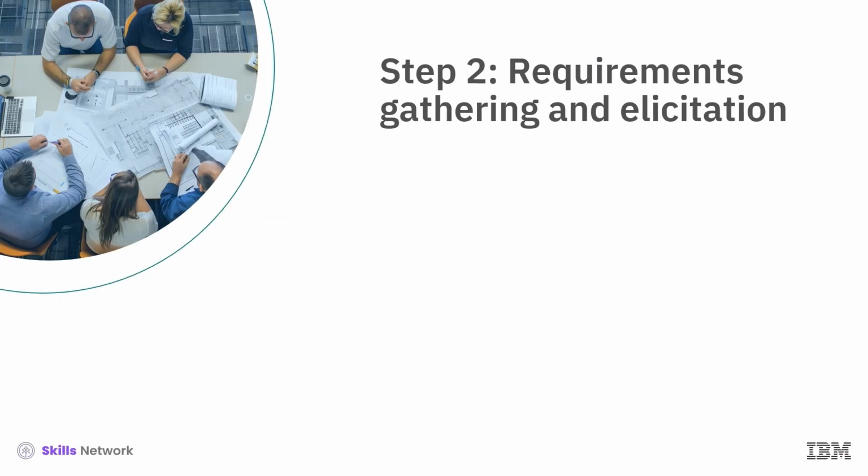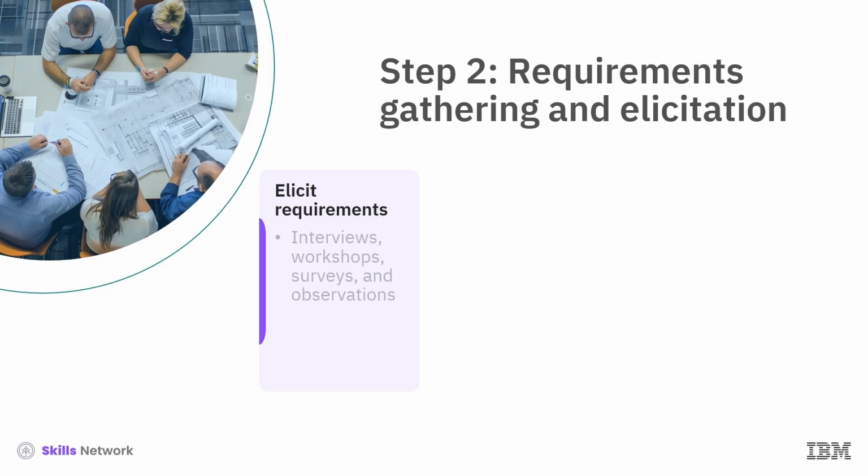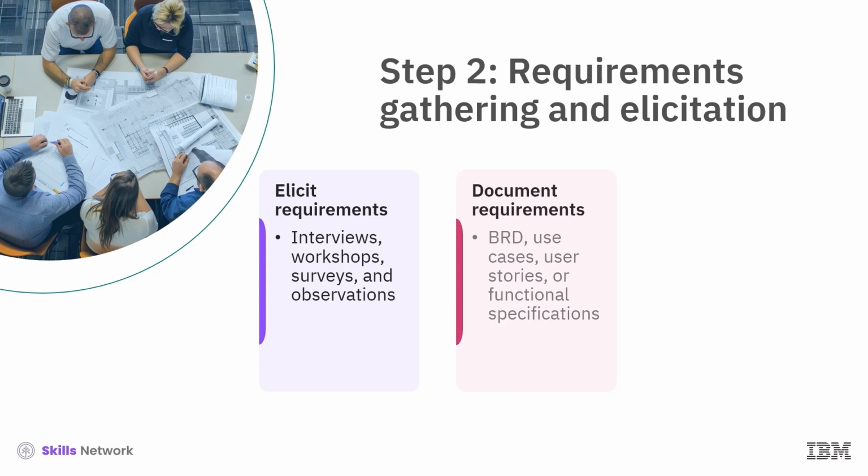For the requirements gathering and elicitation step, the first task is to elicit requirements using various techniques to gather requirements from stakeholders. This could include interviews, workshops, surveys, and observations. Once the requirements are gathered, the business analysts document them in a structured format. This could be in the form of business requirement documents, or BRD, use cases, user stories, or functional specifications.